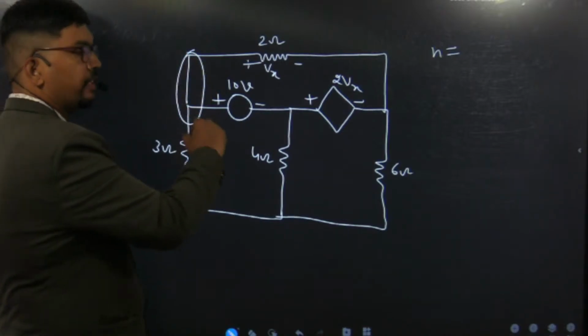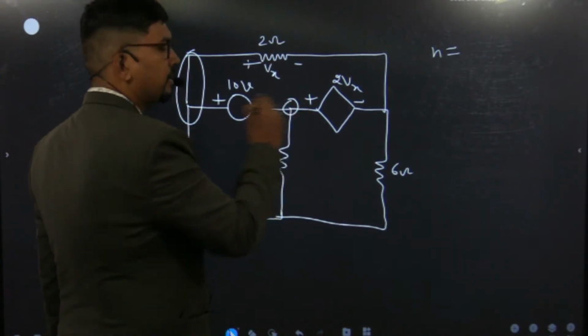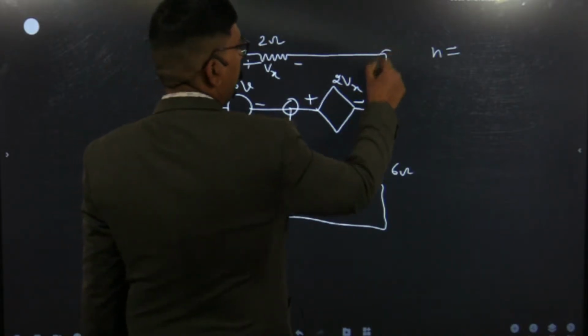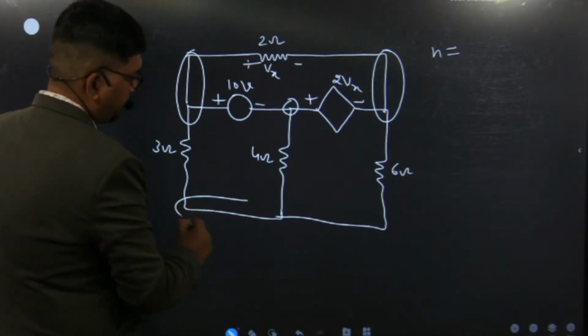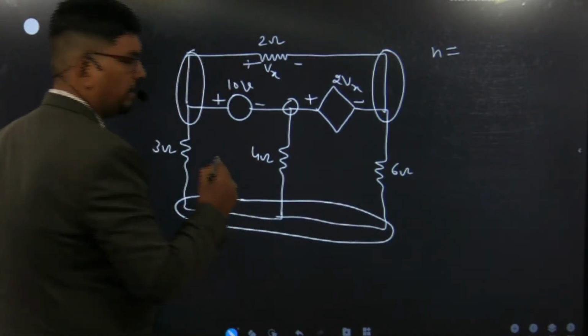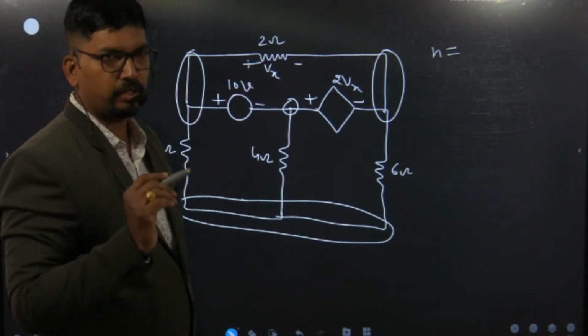So this is the first node. Now this is again a connecting wire, so we assume this is the second node. Again they are all the same point. This is the third node, and the bottom, because all are connecting wire, they represent the same point. So in this circuit there are 4 nodes.